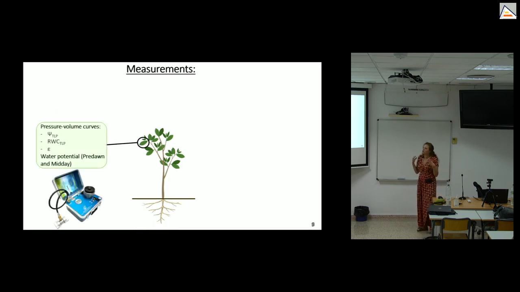So in order to measure this, I measure different physiological traits. First of all, at the leaf level, I do some pressure volume curves. That is a measurement that gives several parameters on the leaf and the mechanism of the leaf in the water use. And I will measure water potential at pre-dawn and midday that inform on the hydraulic stress and on the water strategy of the plant.